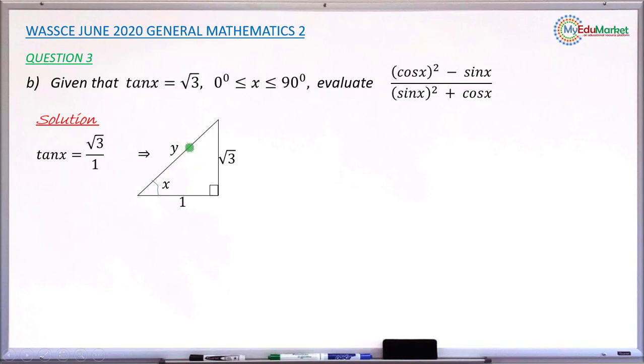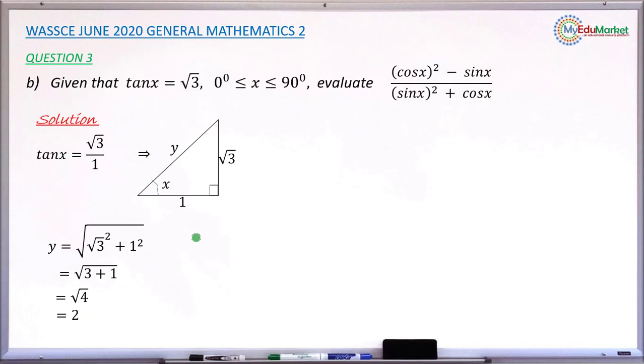So using the Pythagoras theorem to find y, the hypotenuse of that right angle triangle. y is going to be the square root of this side, which is root 3 squared, plus the square of this side, which is 1 squared. Root 3 squared gives you 3, and 1 squared gives you 1, so you have the square root of 3 plus 1. 3 plus 1 gives you 4, and the square root of 4 gives you 2. So the hypotenuse of this right angle triangle is 2 units, which means we can now find cos x and sin x.